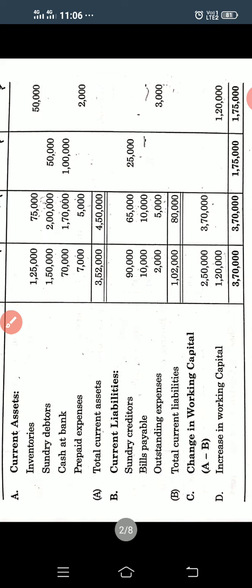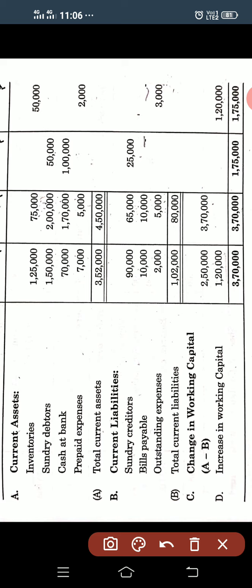Now we'll see the last one, that is increase or decrease in the working capital. How to calculate that? See here, 2,50,000 in 2014 and here it is 3,70,000. Which side is more? Here, right? So write the total on both sides. The difference will come to 2014, that is 1,20,000. Here it is increased, 2,50,000 in 2014 and 3,70,000 in 2015. There is an increase in the working capital. So write that increase in working capital. How much is it increased? 1,20,000 is increased.